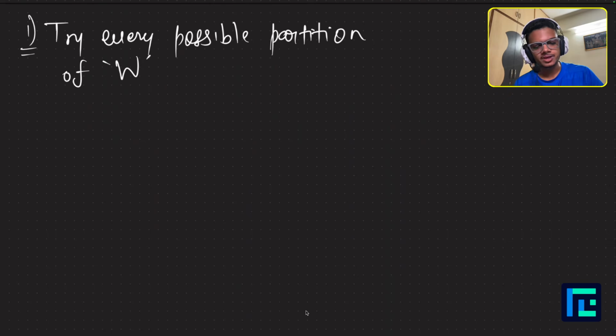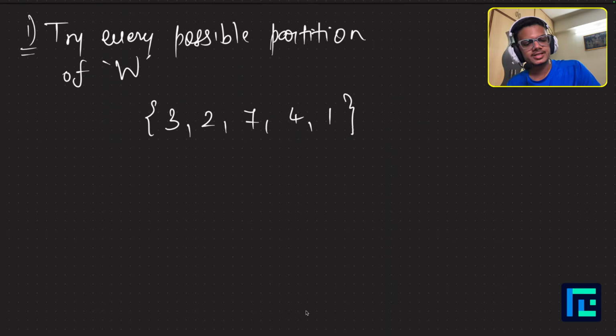So what do you mean by every possible partition? Let's say I have elements like this. Maybe just take the example of the CSES site as well, 3 2 7 4 1. Let's say this is my weights array. So what is every possible partition? See, for this first guy, I have two options. Either it can be part of group 1 or part of group 2.